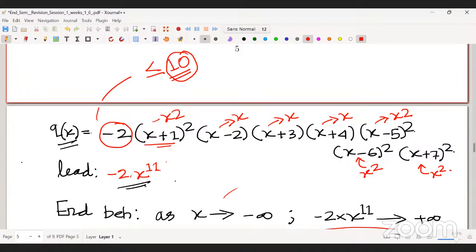Okay, sir. So in a question, if it is given to find the maximum number of turning points, then we can say that it is 10, that is n minus 1, if someone asks how many turning points there can be at maximum. Okay, sir. Thank you, sir.